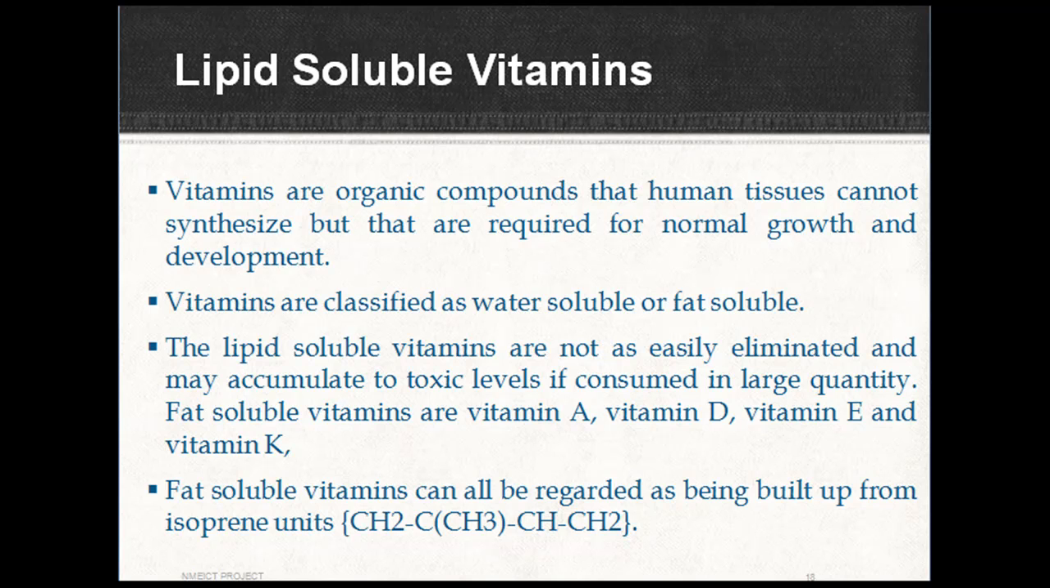Fat-soluble vitamins can be regarded as being built up from isoprene units. Human tissues can manufacture vitamin D, but not the other fat-soluble vitamins, although they can make and handle isoprene units in the synthesis of cholesterol and ubiquinone.